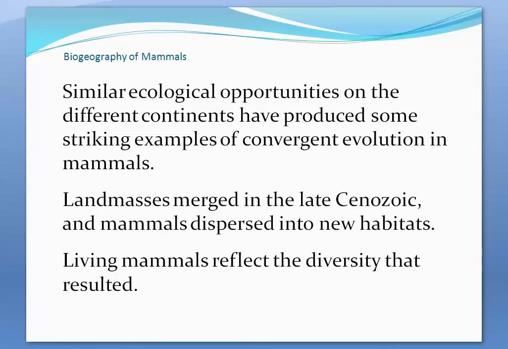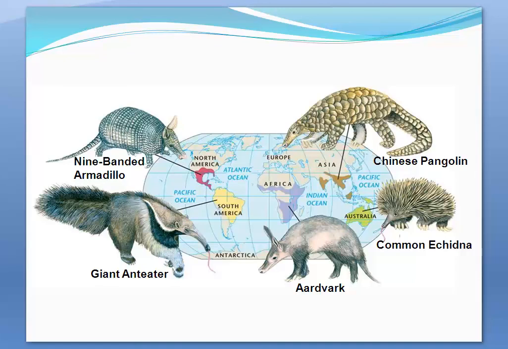So land masses merged in the late Cenozoic, and mammals dispersed into new habitats, and then living mammals reflect the diversity that resulted. So our living mammals today are a really strong reminder of the fact that all the continents were once together, and so there were similar relatives maybe, and then once they got spread apart, they all developed similarly, maybe without being extremely closely related. And our examples would be right here is a good example.